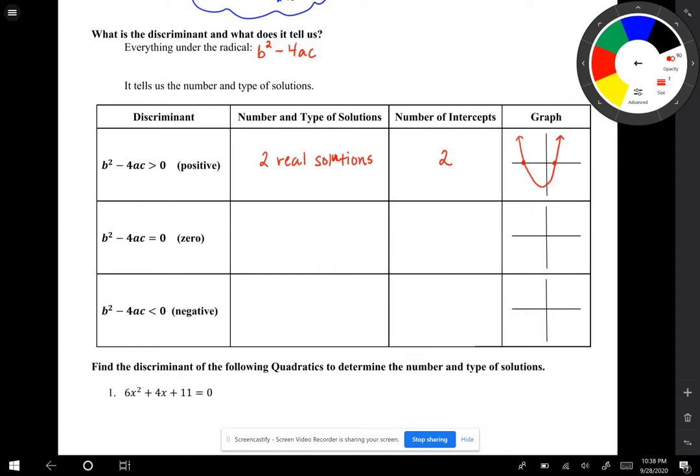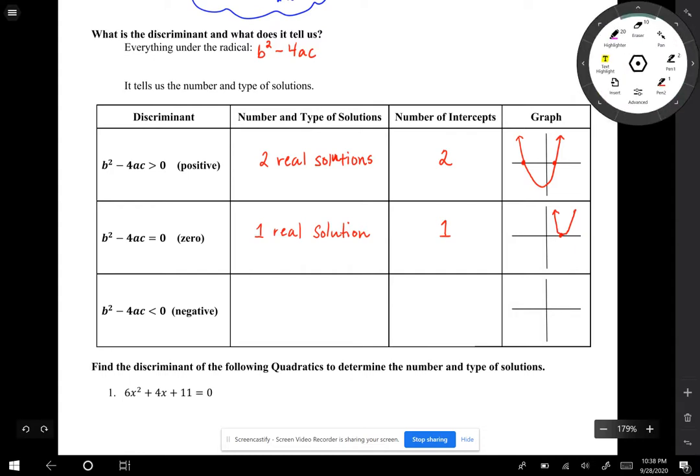If the discriminant is exactly equal to 0, you would think that it has 0 real solutions, but it actually has 1 real solution. And again, that's not a total of 2, it's just 1. So you draw just 1 x-intercept anywhere on the x-axis. I did a really terrible job with that graph. I'm going to erase that. Maybe I'll do a better job this time.